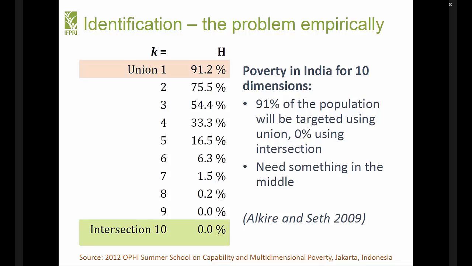That's kind of like when you were asking me about 80% poverty. If we say 100, that's this, nobody will be empowered. If it's 1, then it's the reverse, everybody. So there needs to be somewhere in the middle. That was identification. Now let's move to aggregation.